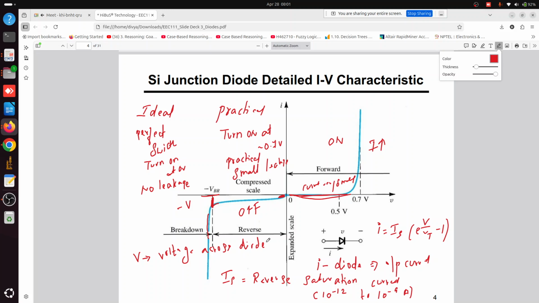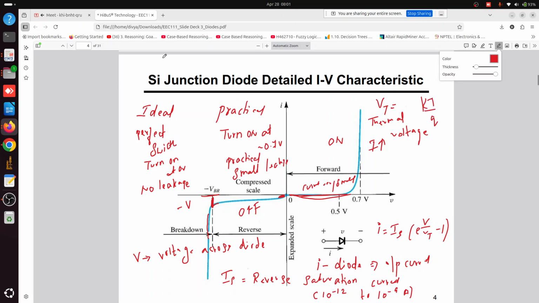So we also have VT. You must have known this already. Do you have any idea what VT is? VT is thermal voltage, right? You forgot everything. VT is thermal voltage. So this is going to be KT divided by Q. So this is KT by Q.